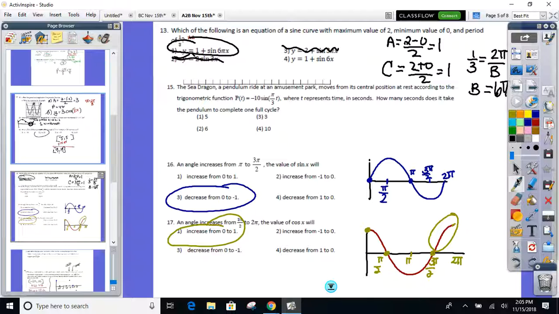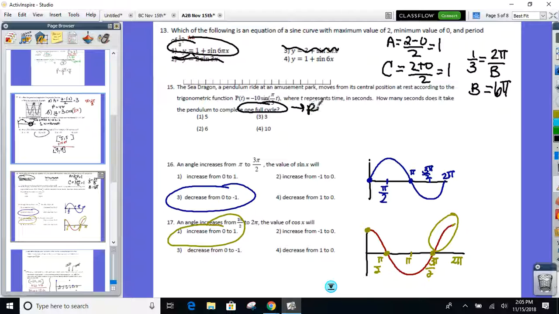Okay, hold on. How many seconds does it take to complete one full cycle? Yes. You see one full cycle, we're thinking the period. So it'll be 2 pi divided by, what's the frequency back there? Pi over 3. Keep, change, multiply. 6. 6 seconds. Yep.